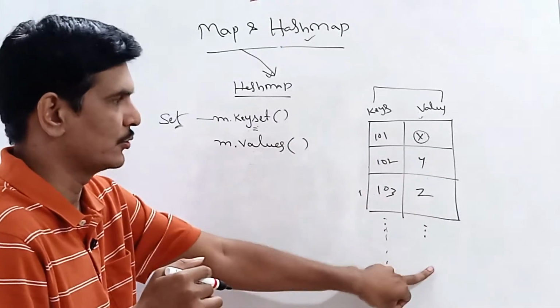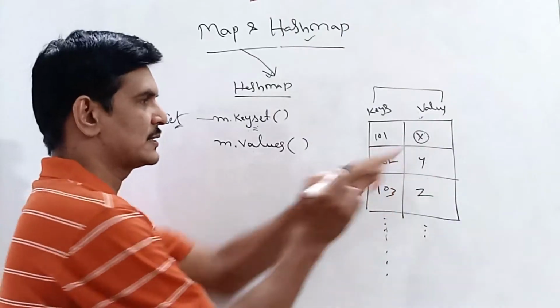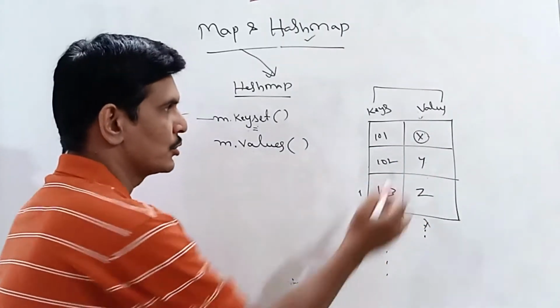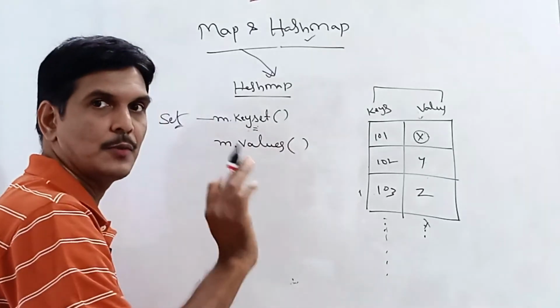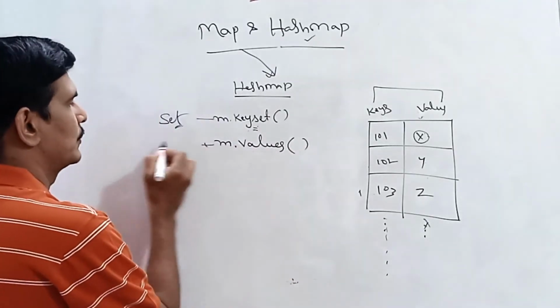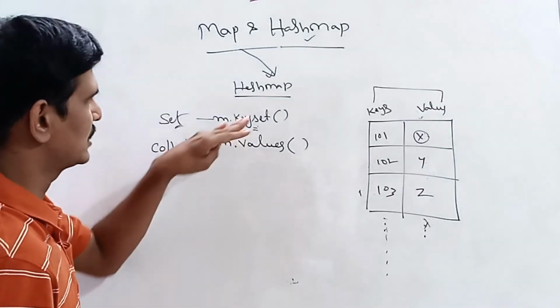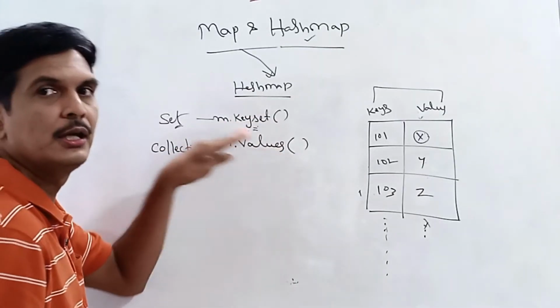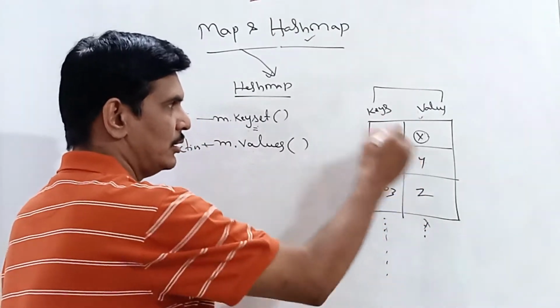But in the case of values, duplicates are allowed. X, Y, Z, X can be repeated one more time. So if you want to return all the values, it is not a set object. The return type of values will be just a collection type. So that is the difference between keySet and values. KeySet means it will return all the keys, and those keys are unique.